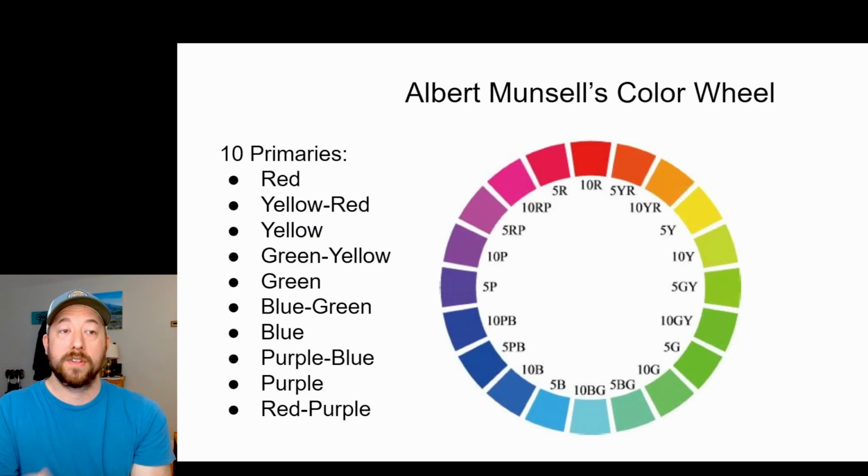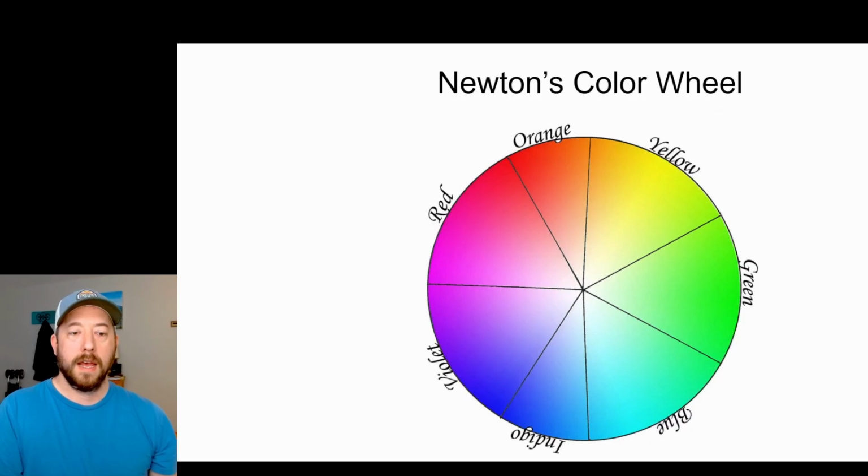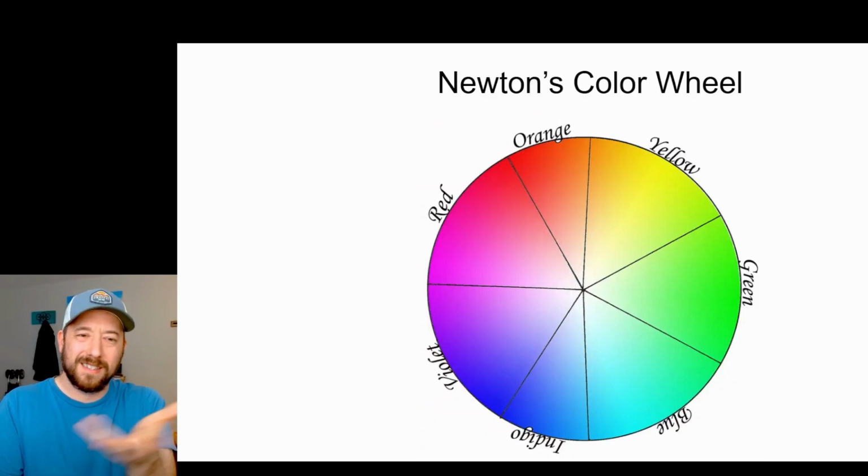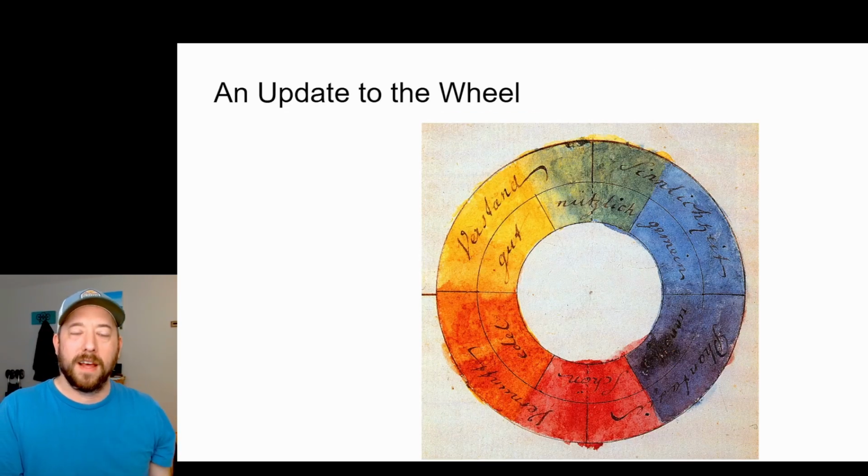This is another color wheel. This is Albert Munsell's 10 primary color wheel. He's also allotting a lot more space towards greens and blues and reds than he is towards orange. And we're going to skip over that one. This one is interesting, but it's not that interesting.